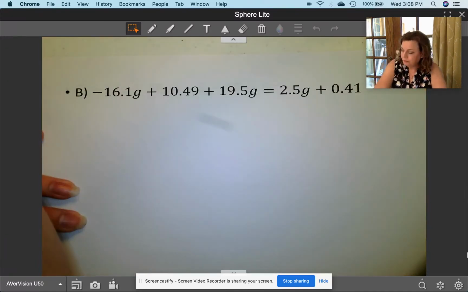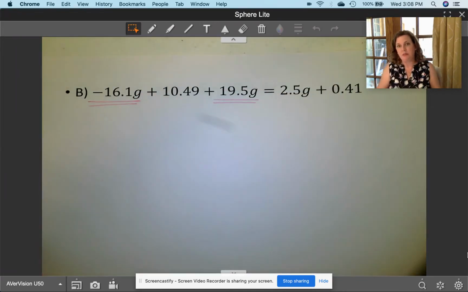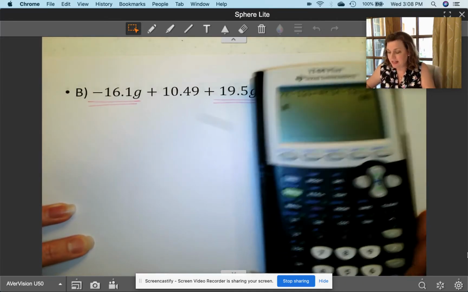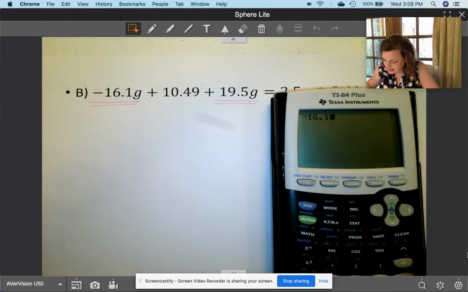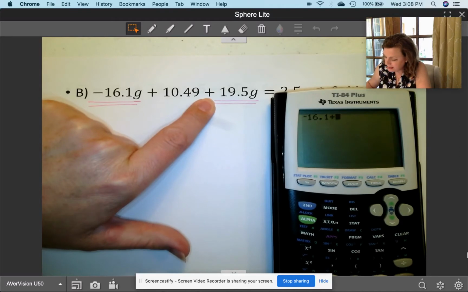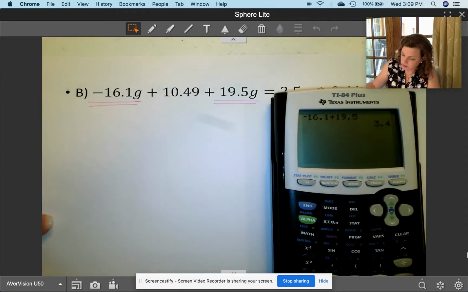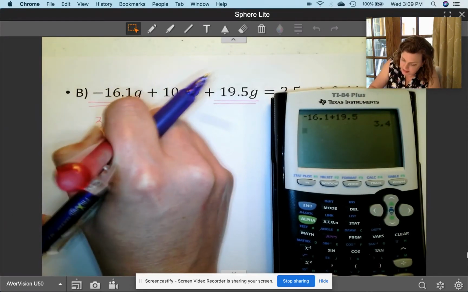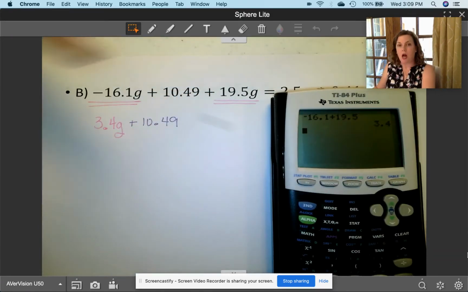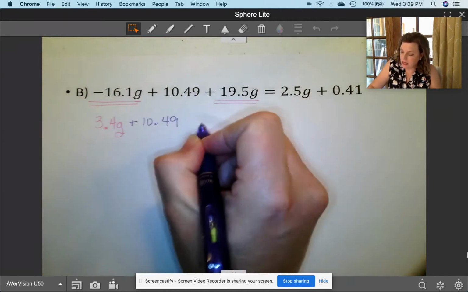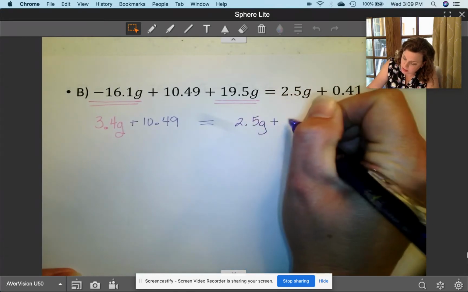And I do. I have a negative 16.1g and a positive 19.5g. So I'm going to go ahead and use my handy dandy trusty rusty calculator and add those because I hate decimals. So I have a negative 16.1 plus 19.5, and that's going to give me 3.4 g's. So we're going to say 3.4 g's. 10.49 didn't have any like terms on the left, and on the right I don't have any like terms, so I'm going to leave it 2.5g plus 0.41.